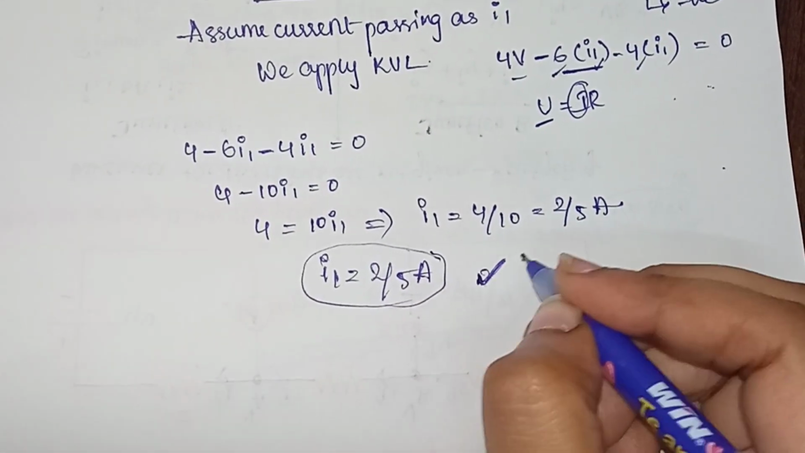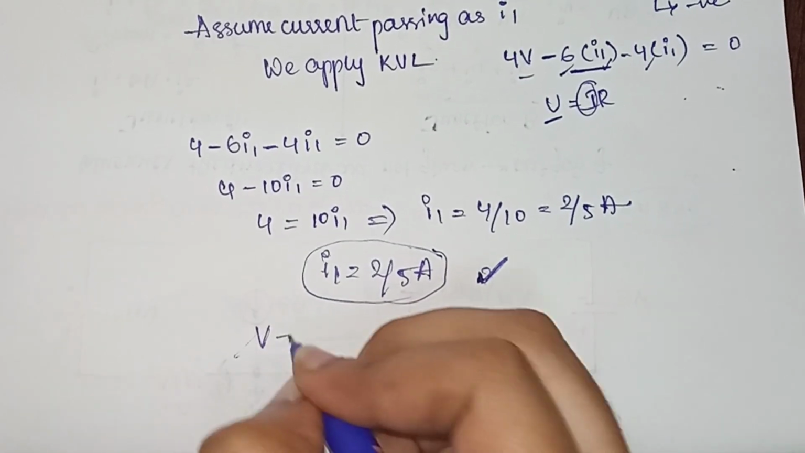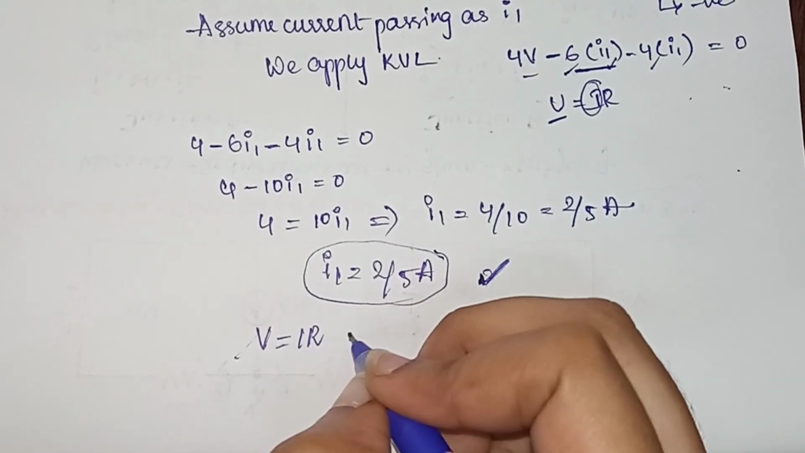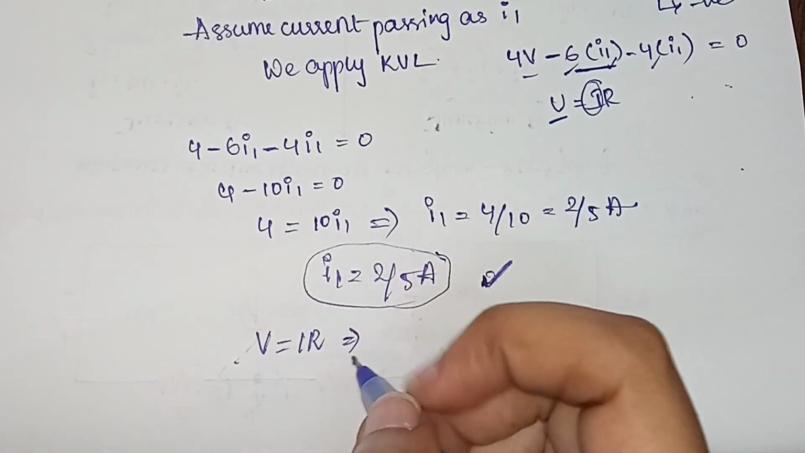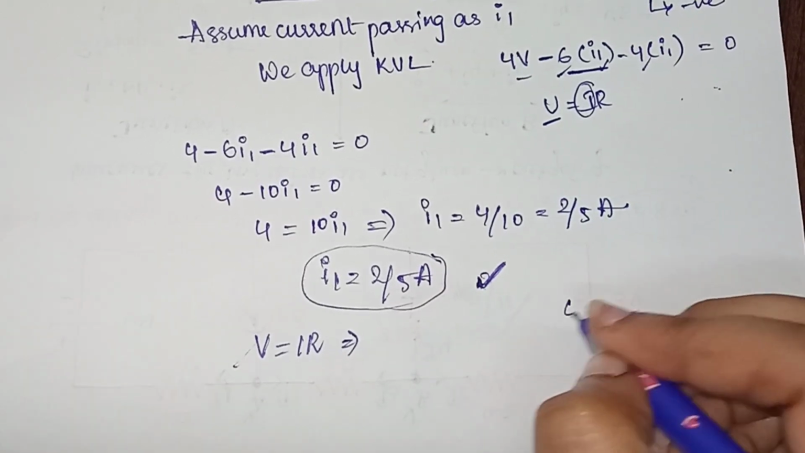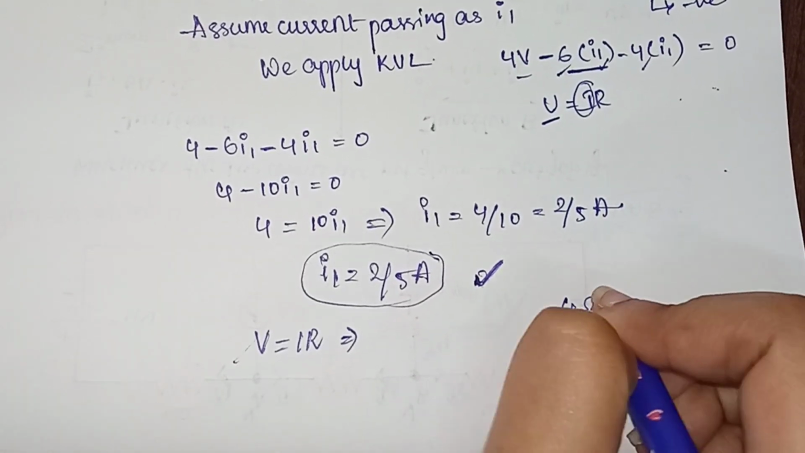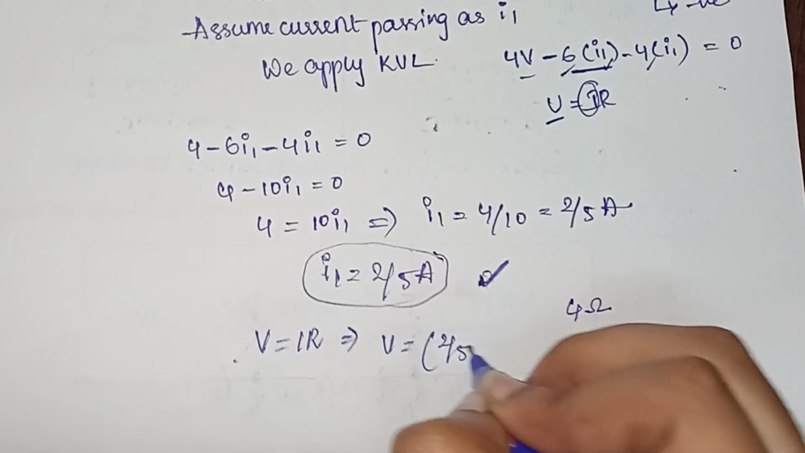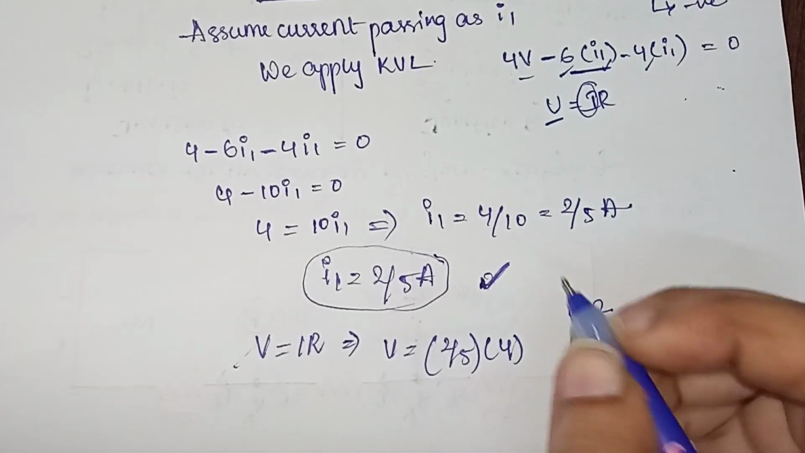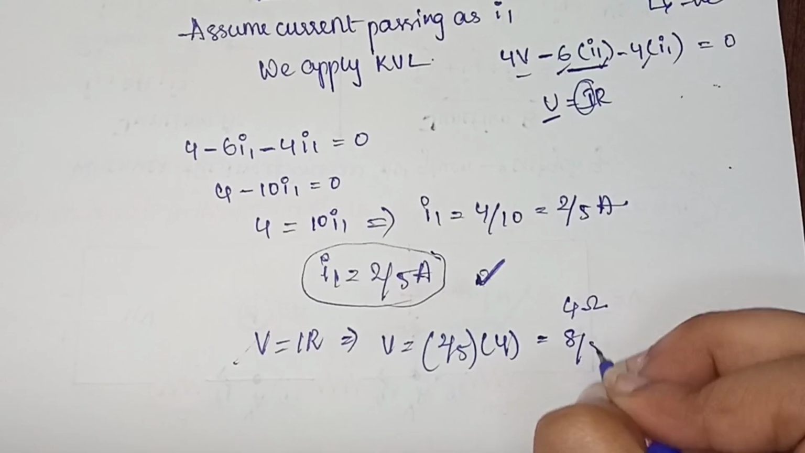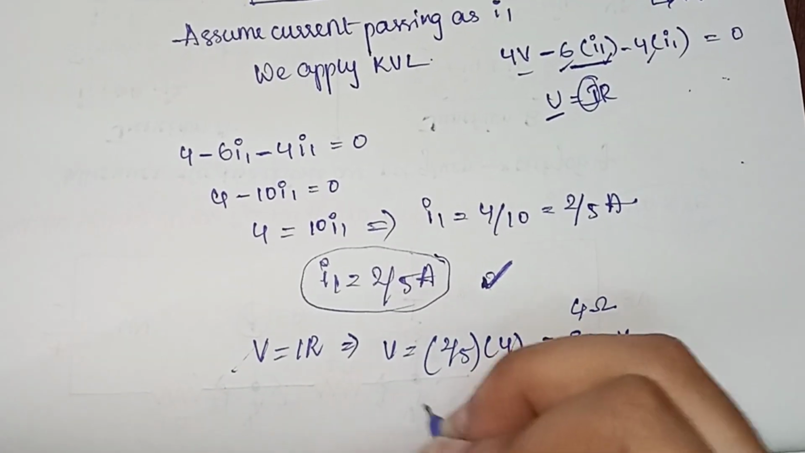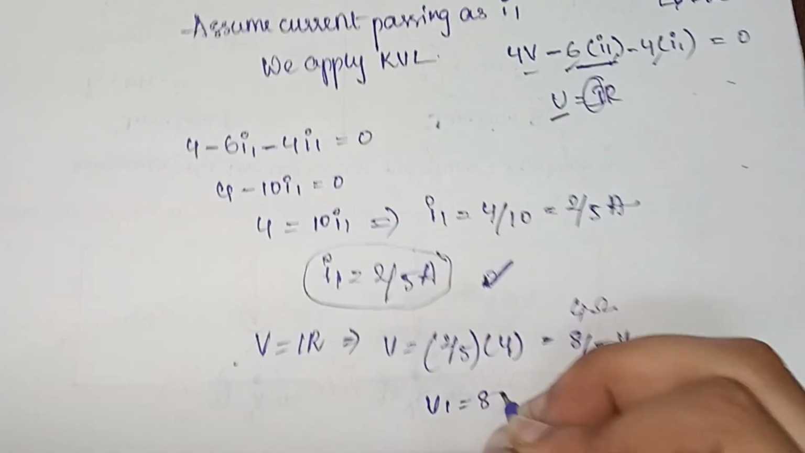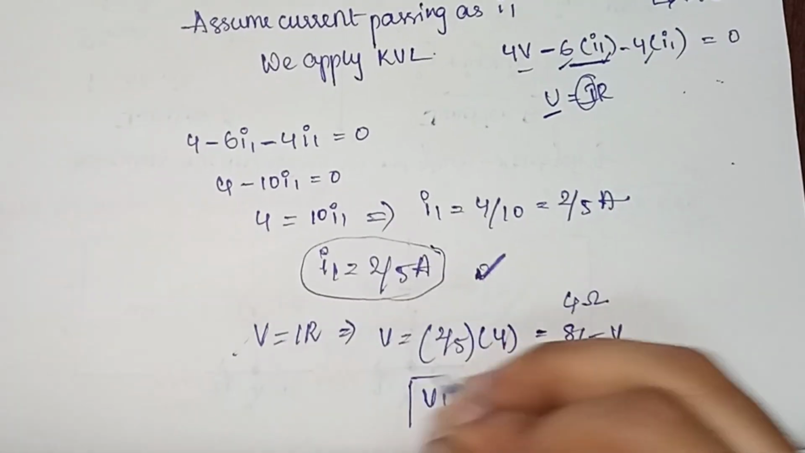Finding I1 alone is not enough. We also need to calculate voltage. So our voltage is V is equal to IR. In the question they are asking to find the voltage at the 4 ohms resistance. So V is equal to 2 by 5 into 4, which is 8 by 5 volts. So our V1 will be 8 by 5 volts in this particular case.